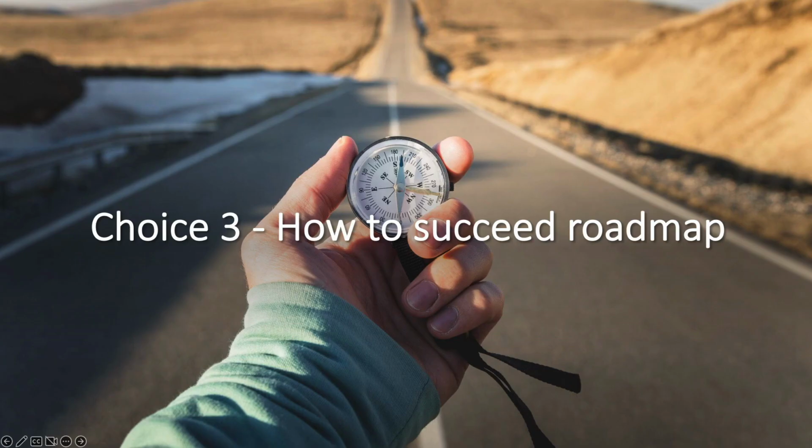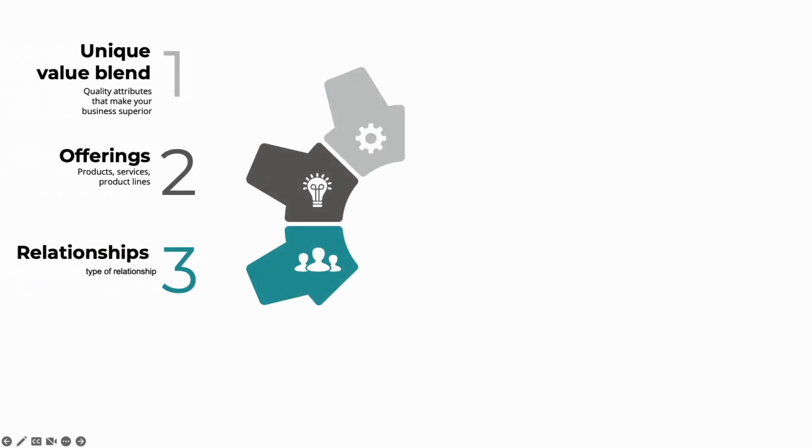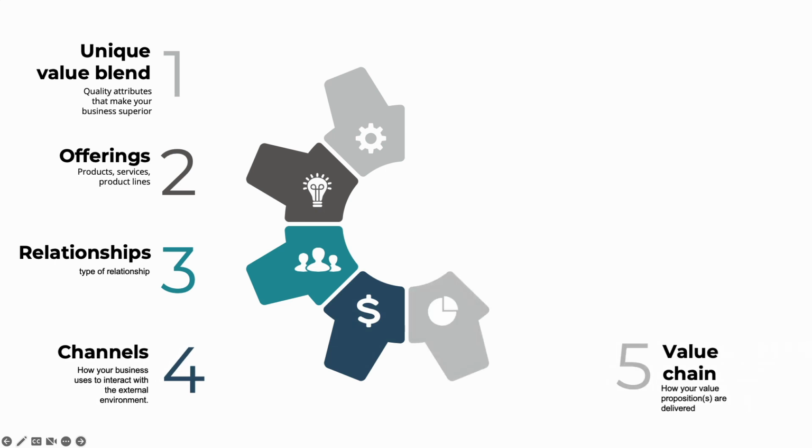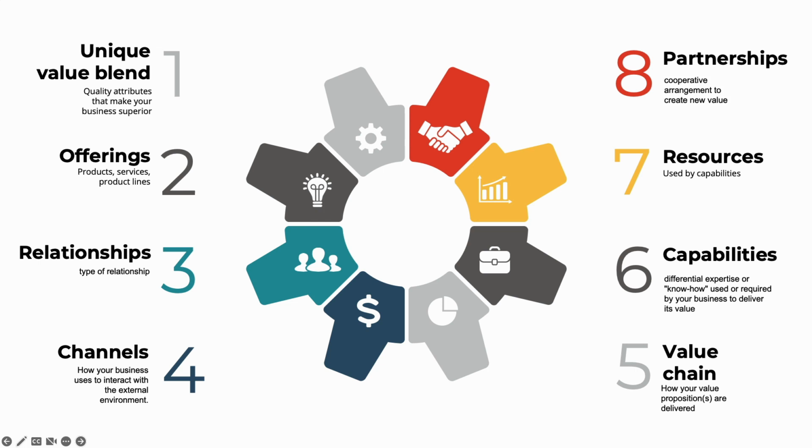You can then move on to choice 3. Choice 3 is how will you succeed? There are multiple components of choice 3. We recommend starting with the value differentiators, then offerings, relationships, channels, designing your value chain, identifying the capabilities and resources that you need to do all those preceding steps, and then if there are gaps in your capabilities and resources, filling those in with partnerships.